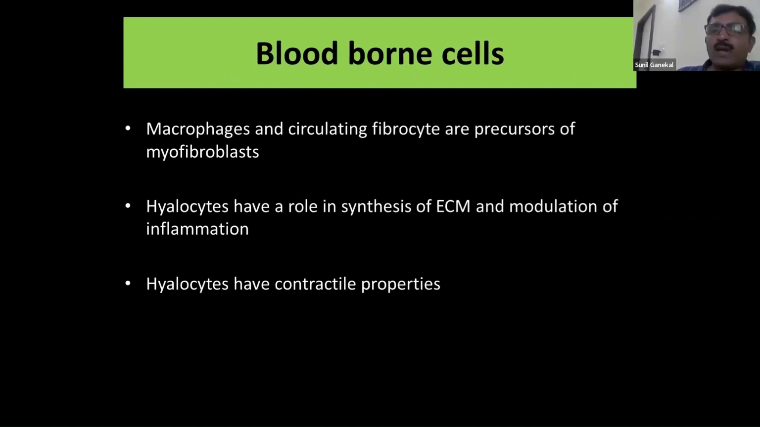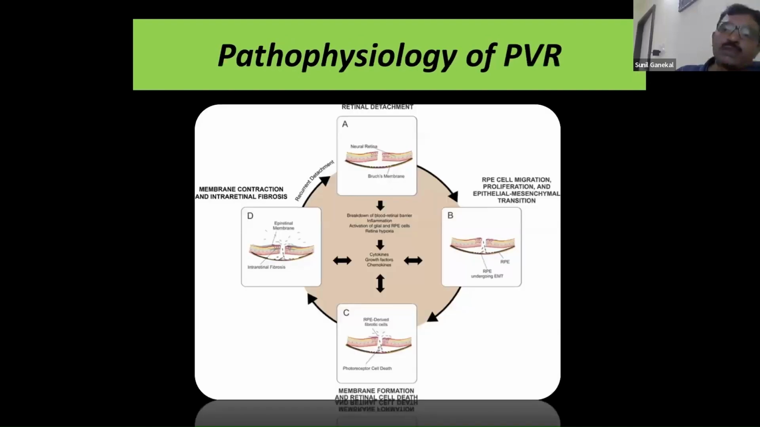Of course, the blood-borne inflammatory cells also contribute to PVR. As I told, the macrophages and circulating fibrocytes are the precursors of myofibroblasts. The fibrocytes have a role in the synthesis of extracellular matrix and the modulation of inflammation. So because of these contractile properties, fibrocytes also contribute to the development of PVR. As I told the pathophysiology very clearly, there is RPE cell migration and proliferation and an important epithelial mesenchymal transition, what we call EMT. Then there is membrane formation, retinal cell death, and later on it leads to membrane contraction and fibrosis. All these changes sequentially lead to the complications in PVR.